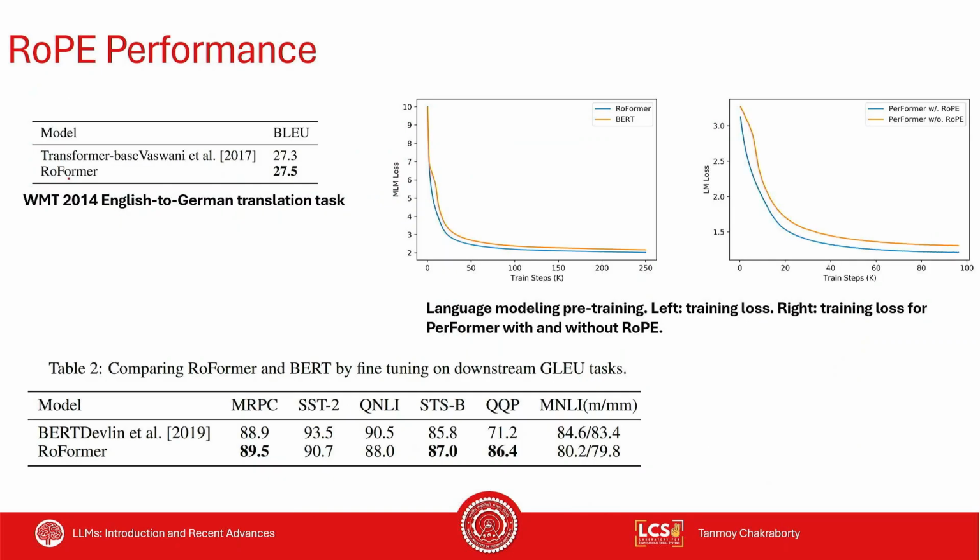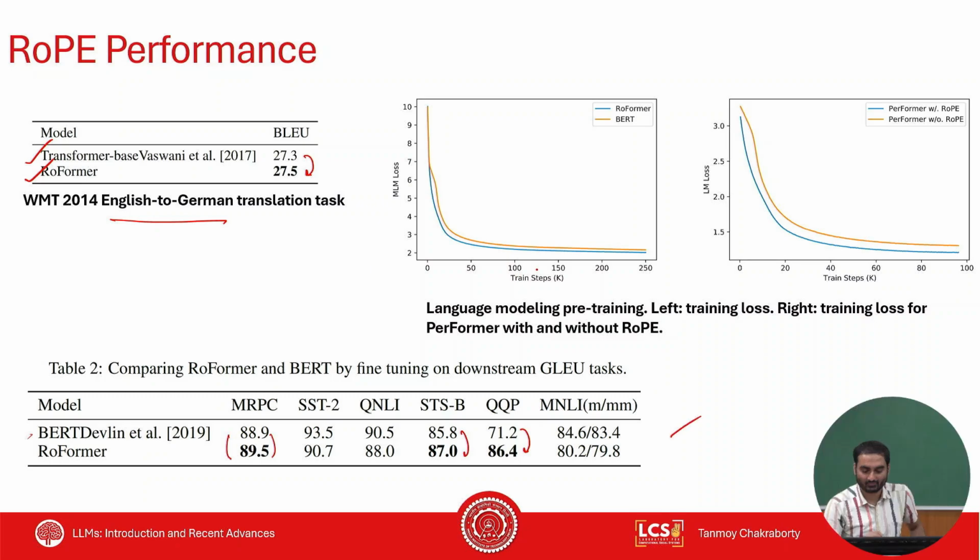So RoFormer was tested with the original transformer paper on the machine translation task, English to German, and there is a small BLEU score improvement, right. RoFormer was also tested with the BERT model. It showed significant improvement. Remember, we just changed the positional information, the remaining part is the same, right. With such a change, there's a gain from 71 to 86, 85 to 87.